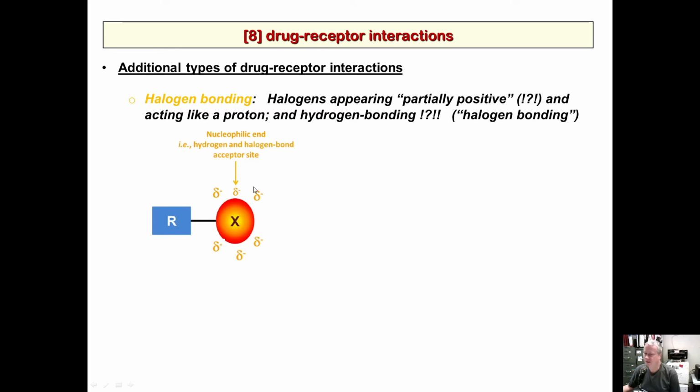But if you consider the detailed structure of this, and this is kind of a new thing, it turns out that there's a little spot right here on the tip almost, and there's an angle of this that actually has a delta positive charge. And that is also electrophilic. This is what we call the halogen bond donor site, which is kind of like a hydrogen bond donor site, right? Like an H+. That's kind of weird, right?